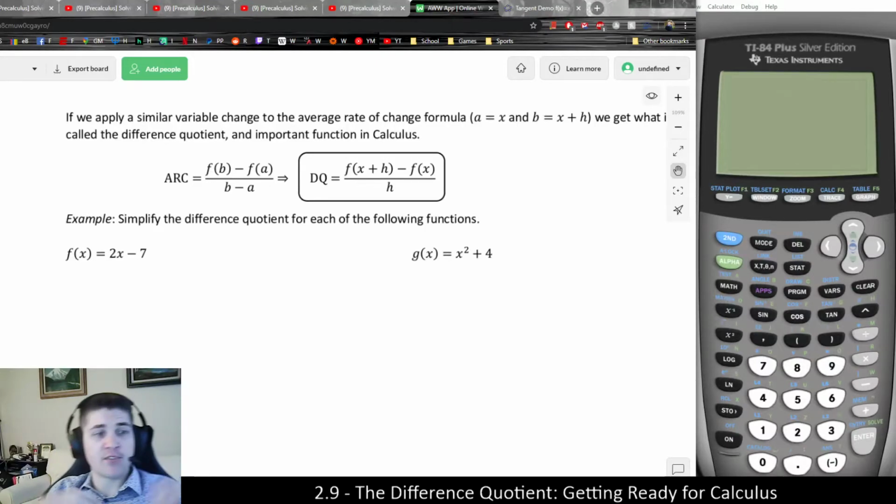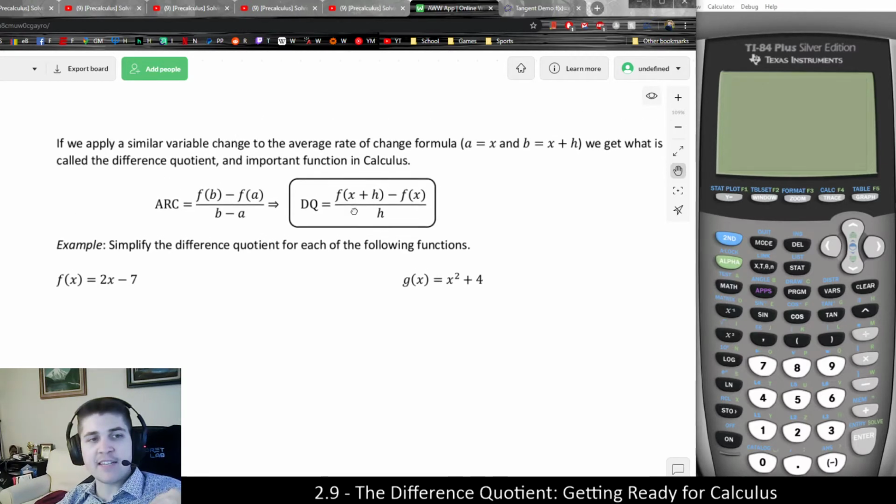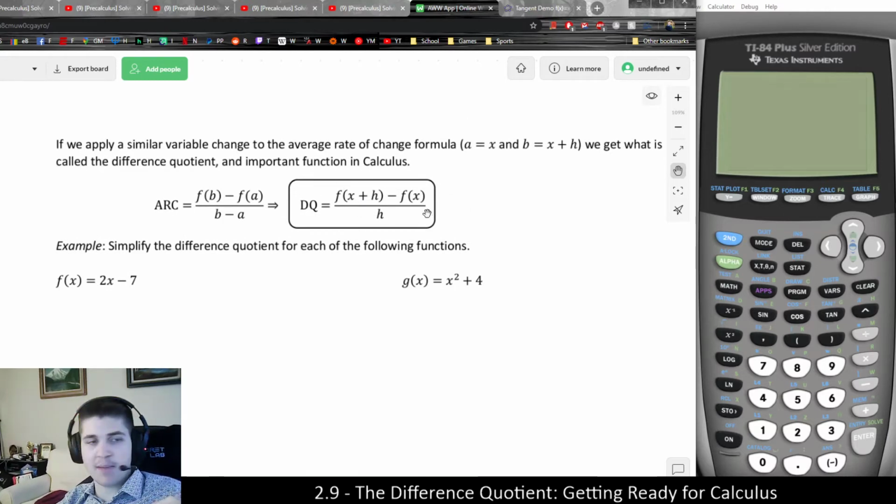In this video, I wanted to define what the difference quotient is and talk about how that relates to functions and finding the slope of the tangent line. So basically, in the last video, I talked about average rate of change, what that means, and I explored what happens if we apply change in variables. But the difference quotient is what we define to be this mathematical function.